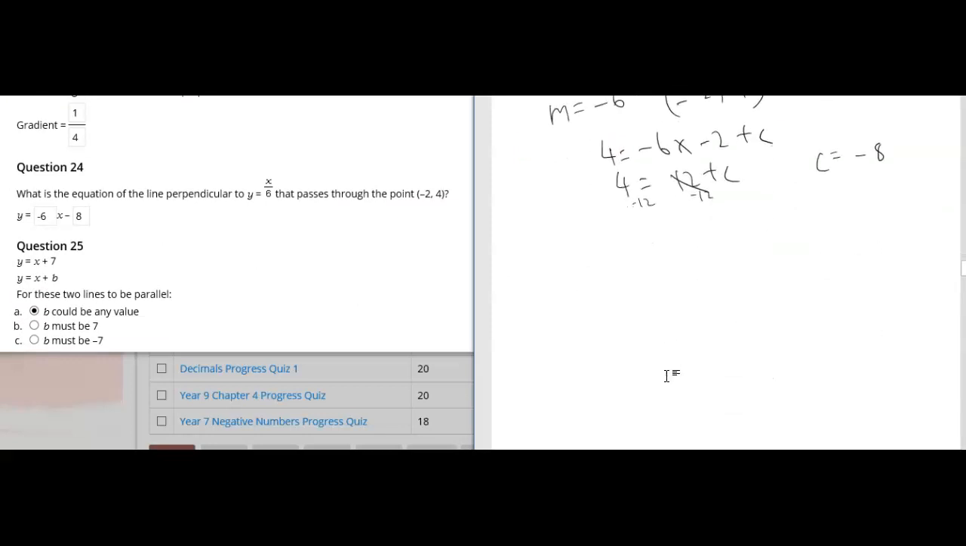We'll just scroll here. Okay, question 25. We've got two equations. y equals x plus 7 and y equals x plus b. For these two lines to be parallel, b could be any value. B must be 7 or B must be -7. The constant value or the y-intercept doesn't matter. When lines are parallel, they have the same gradient. So as long as your coefficient of x is the same or the gradient is the same, they're going to be parallel. So it doesn't matter what B is. So B could be any value.